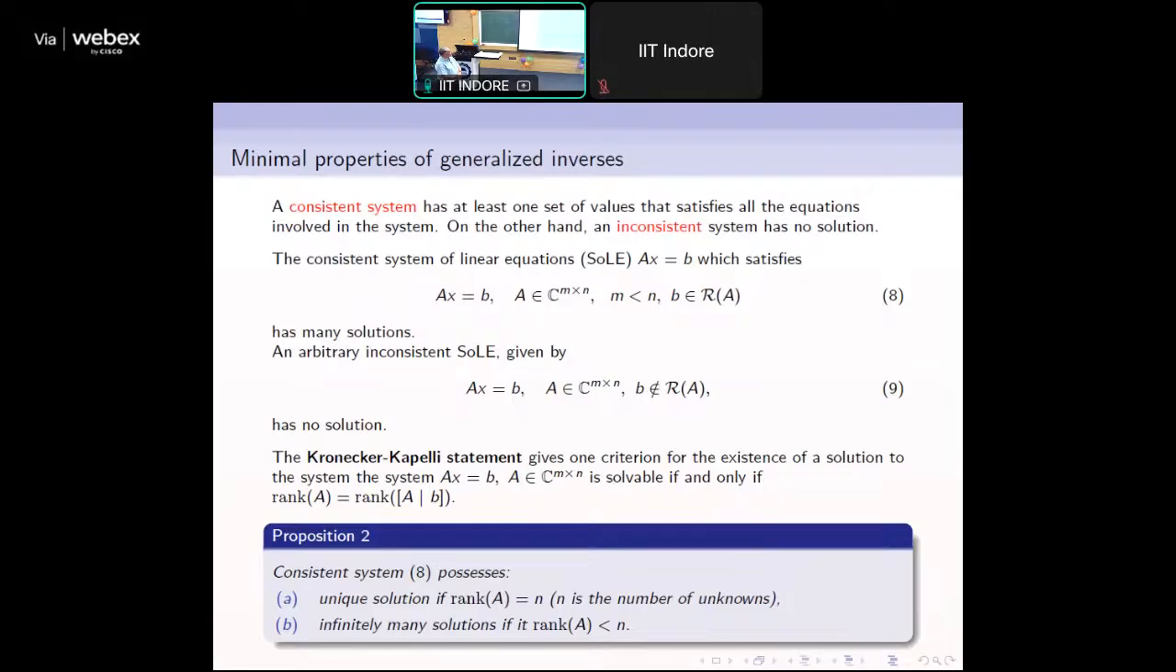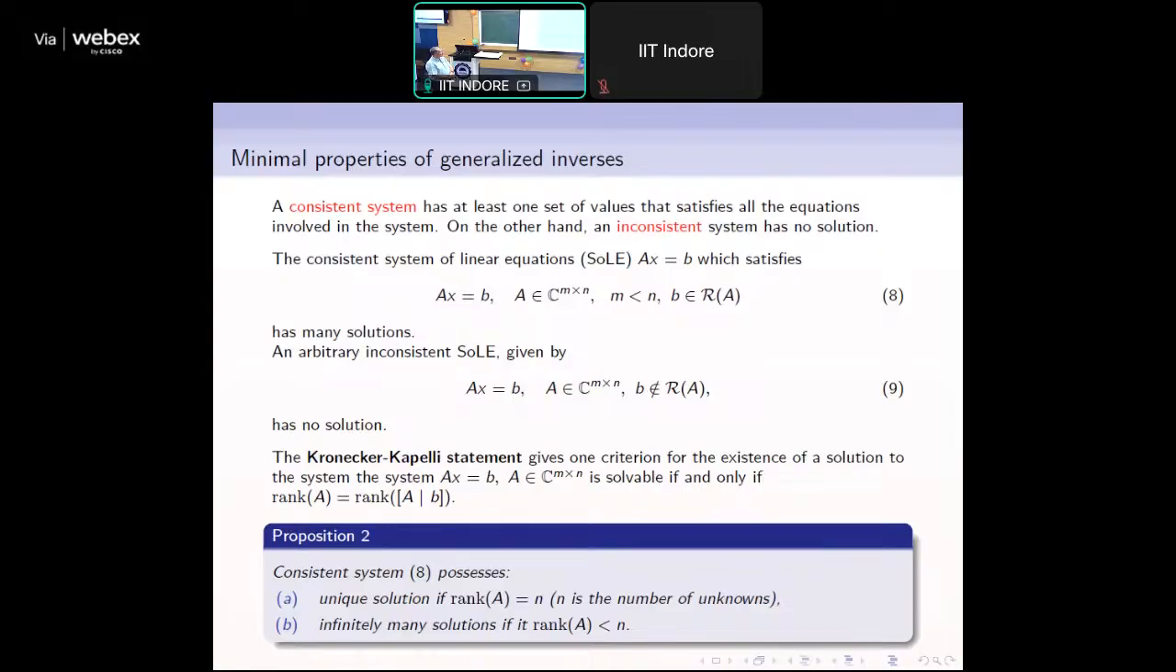There is a practical tool in linear algebra to find out whether a system is consistent or not. It is the well-known Kronecker-Capelli statement, frequently investigated in many faculty courses. We can consider the augmented matrix, a block matrix with the original matrix and the right-hand side. If matrix A and the block matrix [A B] are of the same rank, then such a system is solvable.